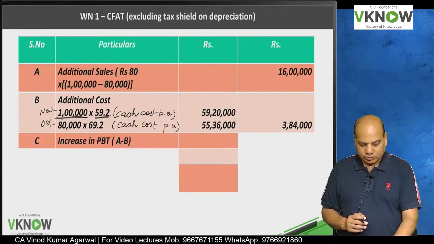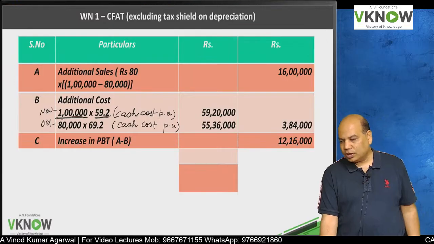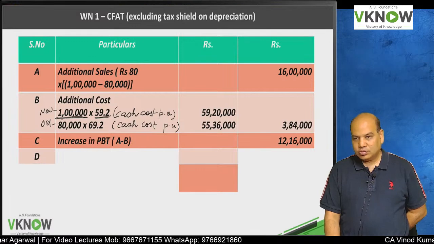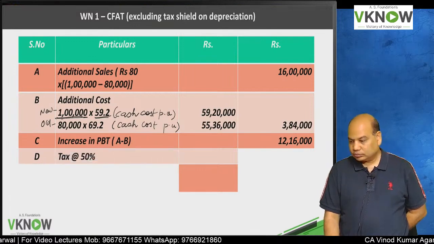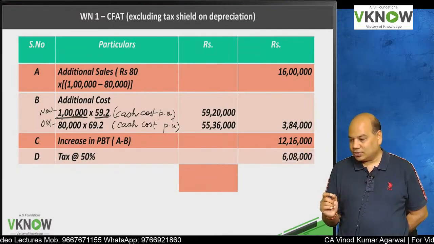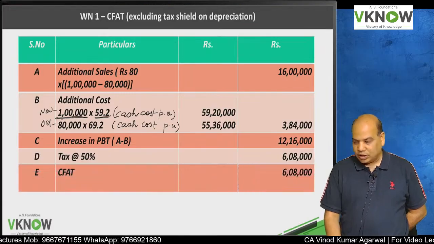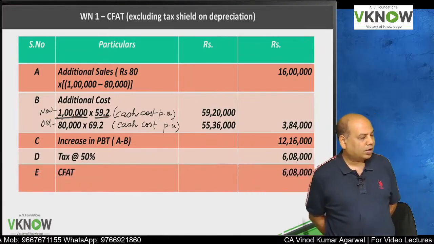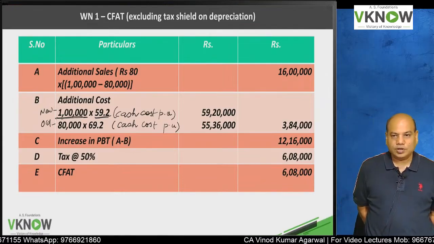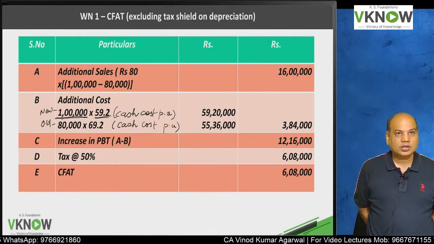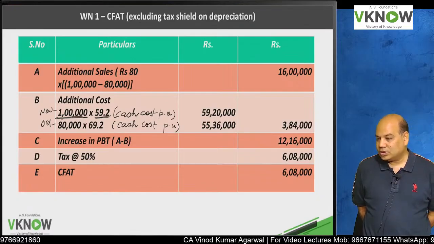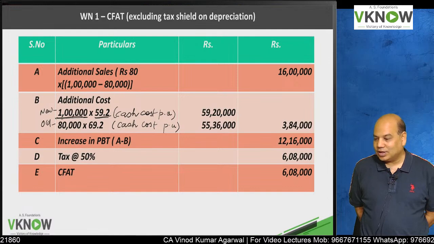And because of that, my cash flow will increase in PBT, 12,16,000. Tax at the rate 50%, 6,08,000. Therefore, incremental CFAT 6,08,000. Oh, this was the answer. Yes, this was the answer.